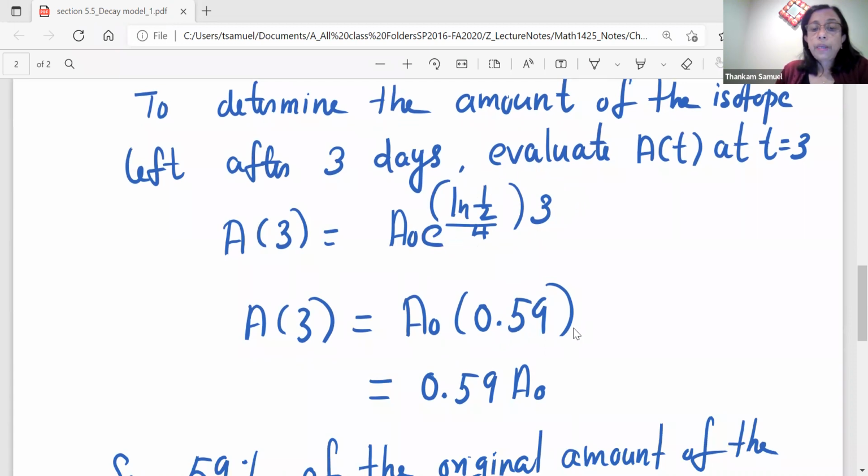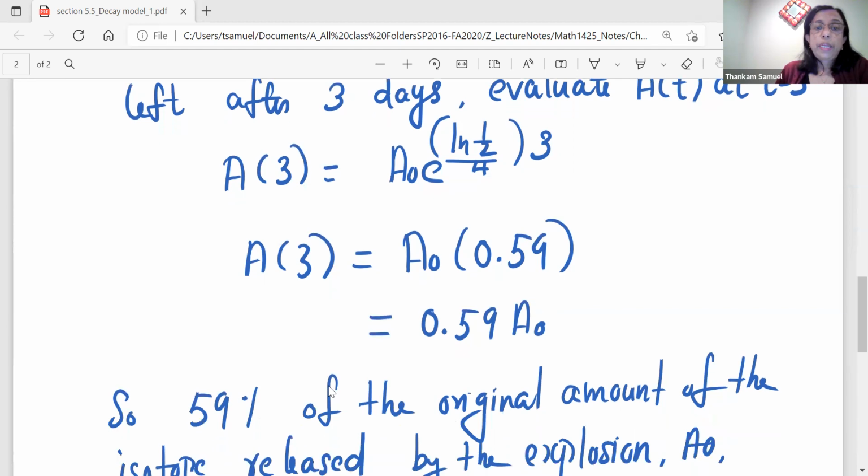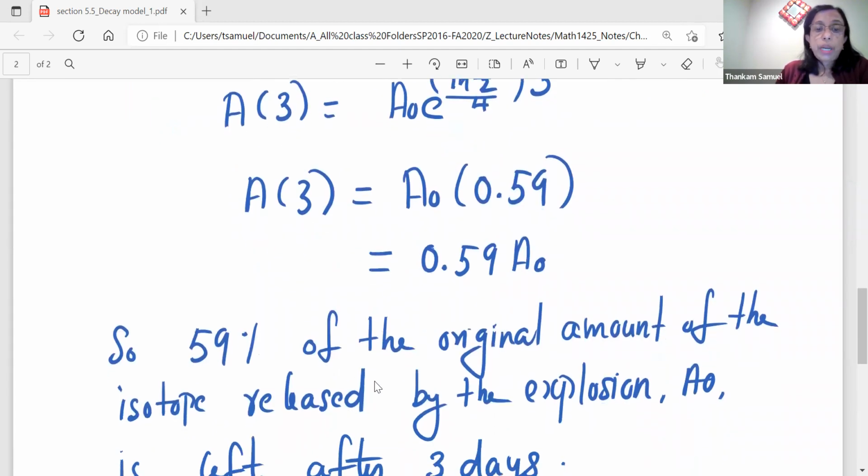So it is 0.59. This is the original amount. So when we multiply them together, it is 0.59 A sub 0. So the amount of the isotope left after 3 days, we need to write as a percentage of the original amount, that is 59%.